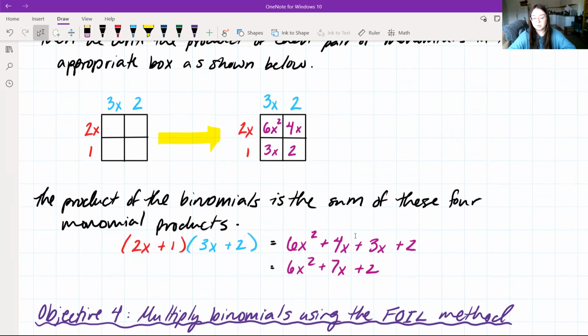So we take each one of our answers in our boxes and add them all together. Then we combine our like terms to finally get 6x squared plus 7x plus 2. So that's another way that we can multiply polynomials together. It does break it down and make it a little bit easier, but it can be a bit on the time-consuming side, and it definitely could take up some room on a piece of paper.